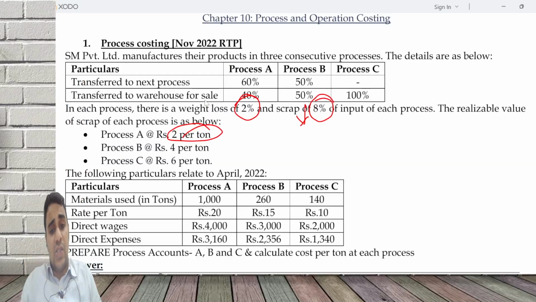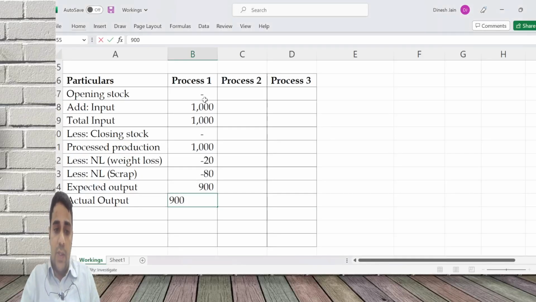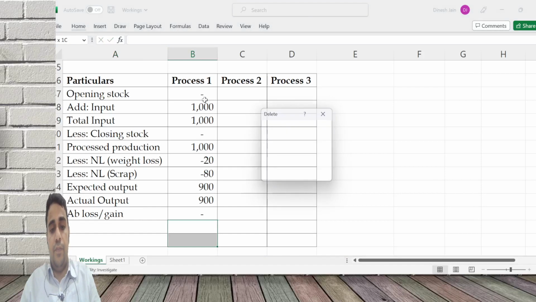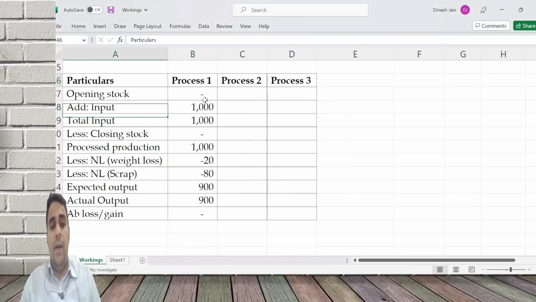The actual output is not given in the question. If they don't give it, our assumption is there is no abnormal loss, no abnormal gain. I can't do anything because the actual output is missing in the problem, or they indirectly want to say there is no abnormal loss or gain. So actual is 900, abnormal loss or gain is 0. I'll come to process 2 in some time.